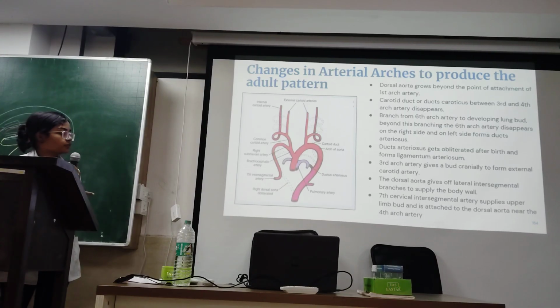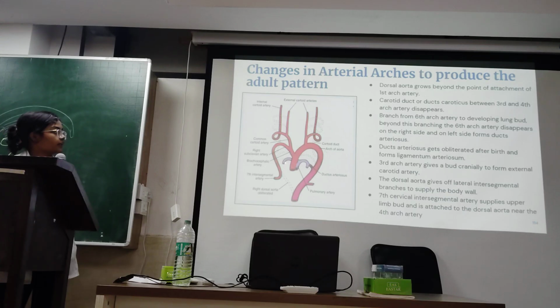this portion of the right dorsal aorta between the point of attachment of the fourth aortic arch and the point of fusion of the two dorsal aortae also disappears, only on the right side. And the pulmonary trunk blood flows into the sixth arch artery. The sixth arch artery also gives buds to the developing lung bud.